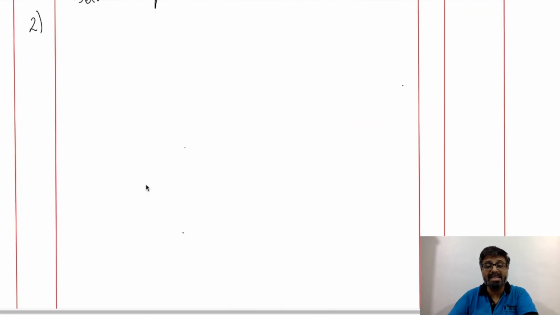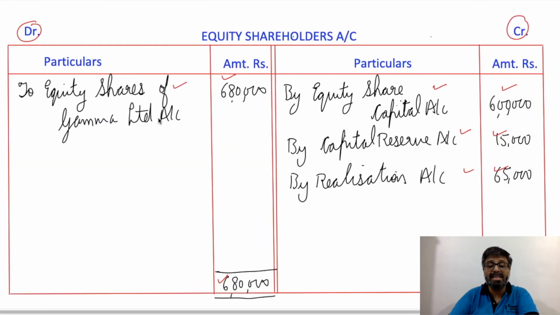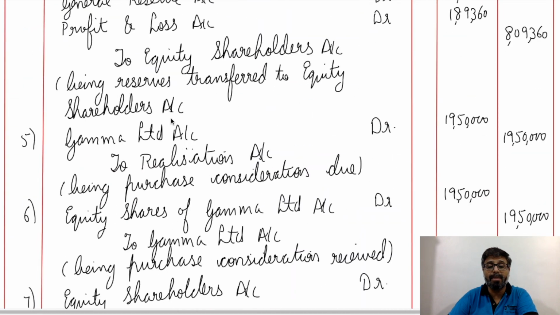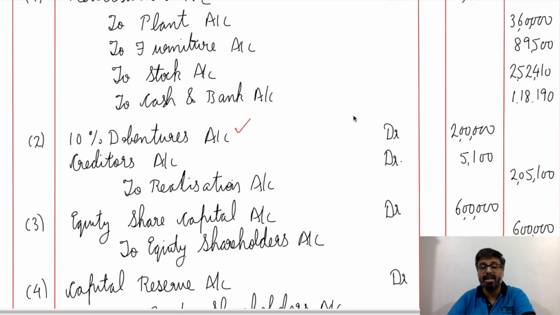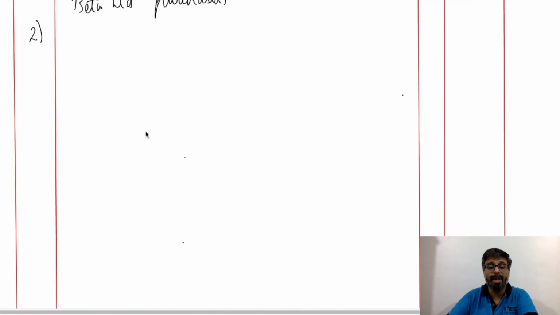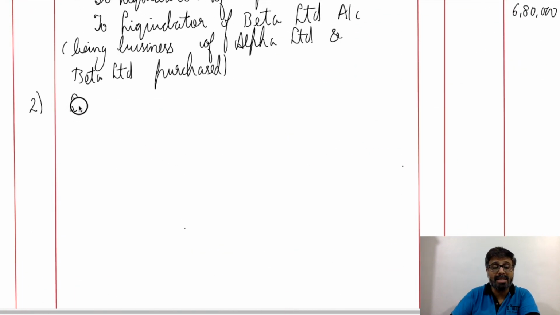So if we pass the second entry now, assets account debit. Now assets account debit means very first land and building will be debited with 5,60,000. So all of you write down at book value. Assets account debit at book value. So land and building account debit 5,60,000.